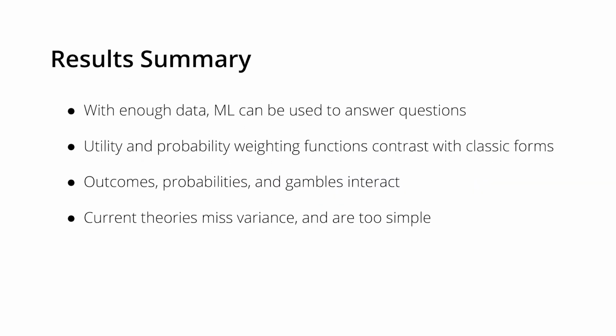To summarize, when we have enough data, we can answer new questions. For example, we can ask whether classic psychophysical functions are optimal or whether they can be improved. We can also ask if human behavior violates assumptions of classic theories more directly. In particular, we found this to be true in at least two important ways, concerning the nonlinear interaction between outcomes and their likelihoods, as well as between gambles. More generally, the breadth of our dataset reveals systematic human behavior that's not captured by current theories, and will need to become more complex to fully explain people.